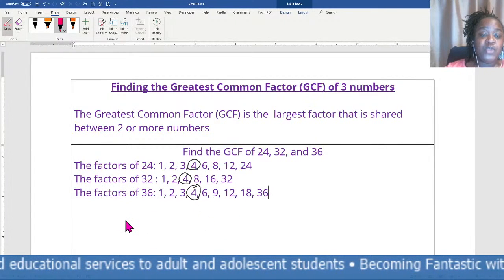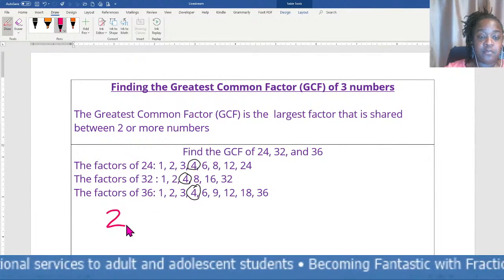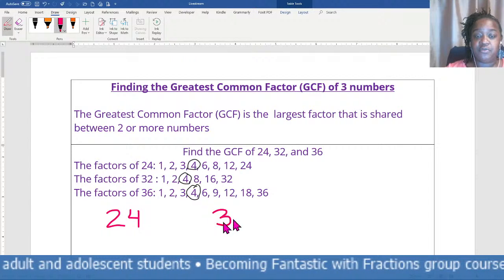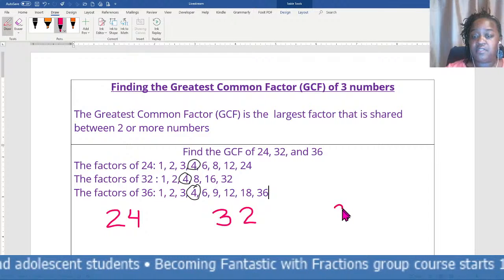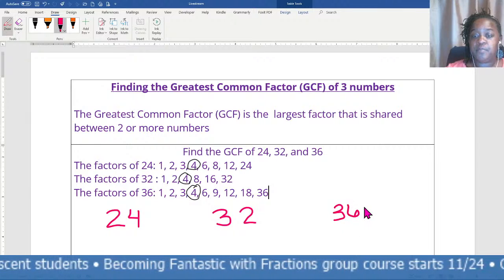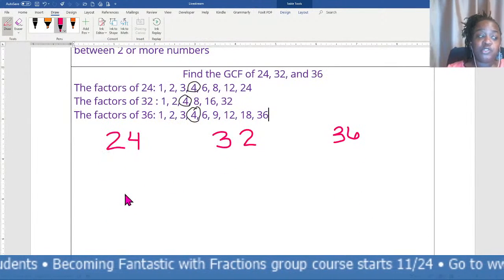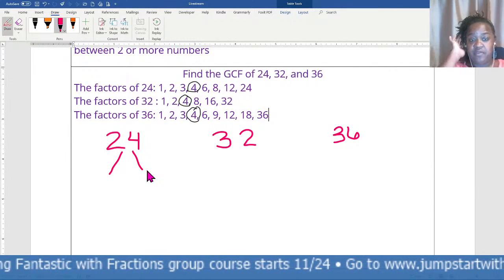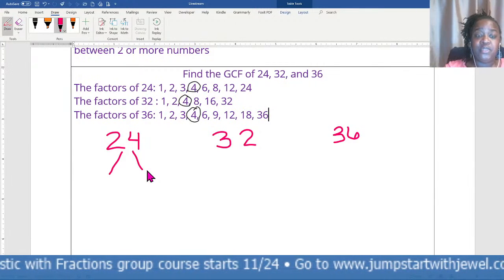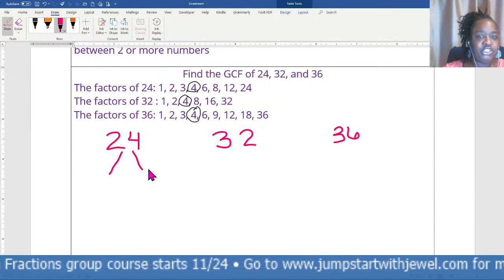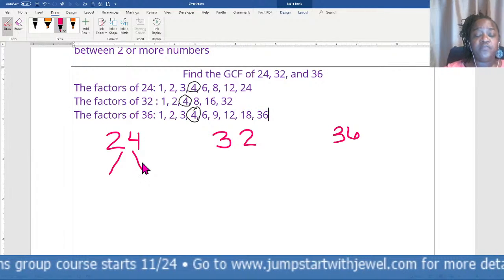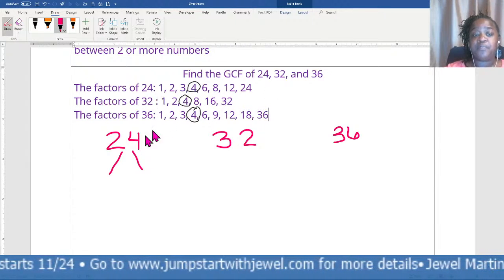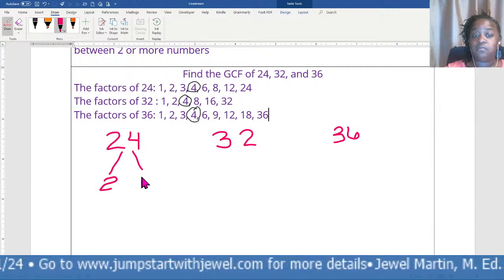So we have a factor tree. You write your numbers. We got 24, 32, and 36. Down a little bit. So the first one is 24. When you're doing factor trees, the best way to do it is to think of the largest number and the smallest number. If you think about 24, we have the list of factors up here. You see them all here. I would put 2 and 12.